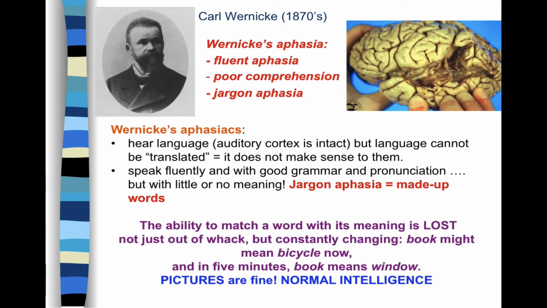So jargon aphasia is made up words. I'll give you examples in a little bit. So the ability to match a word with its meaning is lost permanently. It's not just out of whack, but constantly changing. So for example, you could say book to them, and right now that means bicycle. But it's not enough for you to remember, oh, apparently when I say book, they understand bicycle. So every time I want to talk about a bicycle, I say the word book, if you follow my logic. It's not like that, because 5 minutes later, book could mean window. So it's completely up in the air.